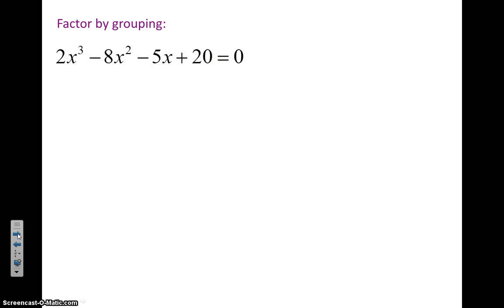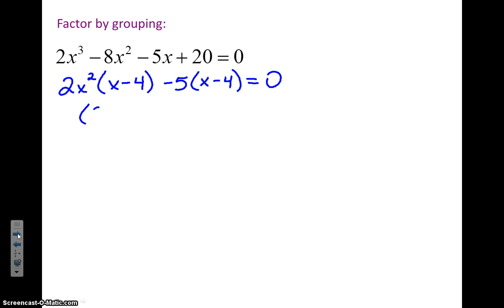Last problem here, once again, is a grouping problem. So it is not a quadratic, but we can do the same type of thing we've done before by using factoring by grouping to solve here. So if I take my first group of 2x cubed minus 8x squared and I look for a greatest common factor, I've got 2x squared there, and that leaves me with x minus 4. And then my second group, I can take out a negative 5, and that leaves me also with x minus 4. So my factors here are 2x squared minus 5 and x minus 4.